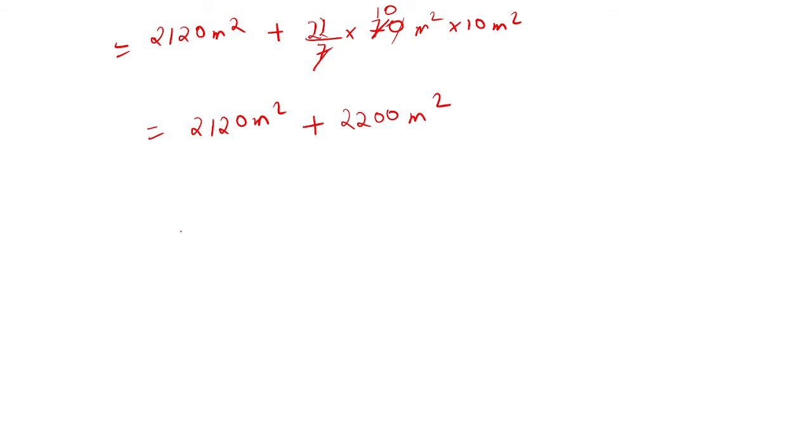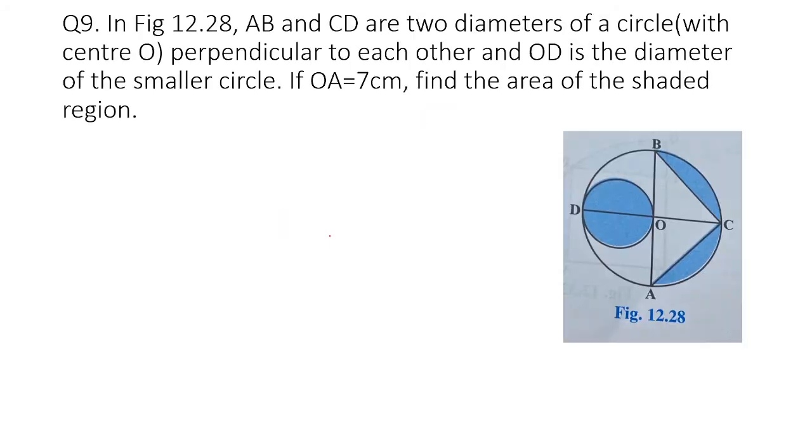So when you add them up, you'll be getting this as 4320 meters square, and this is the area of the track, and this is your answer. Now let's go with the last question, okay, for this video. This video is interesting, okay.